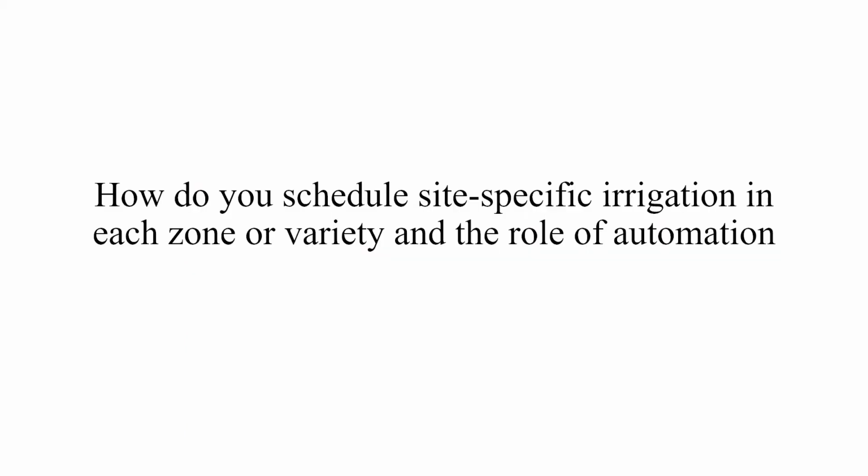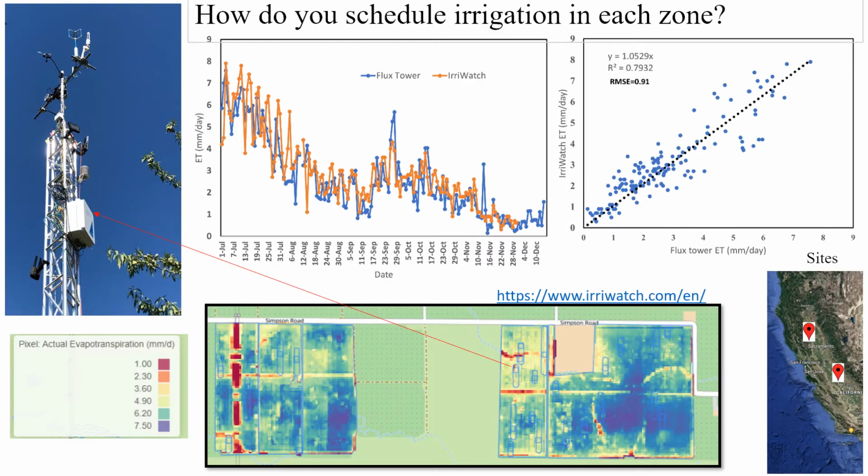So once you make a variable rate or zone irrigation management design, then the second question is, how do you schedule irrigation for the different zones or even an individual tree? And the role of automation. Technology already exists to provide zone level or tree level, either satellite or even drone-based ET, and tree-based monitoring and soil moisture-based monitoring to guide those irrigation levels.